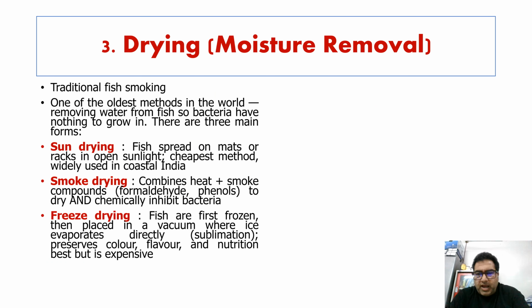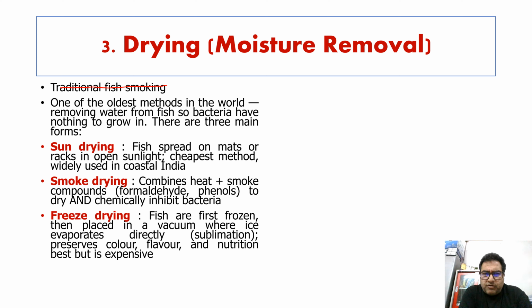Then drying, the third important point in fish preservation, wherein we remove the moisture. We were talking about how moisture is one of the enemies which helps in the growth of microbes, which decompose or spoil a fish. So this is the traditional fish smoking or drying. We shall be talking about smoking later on.